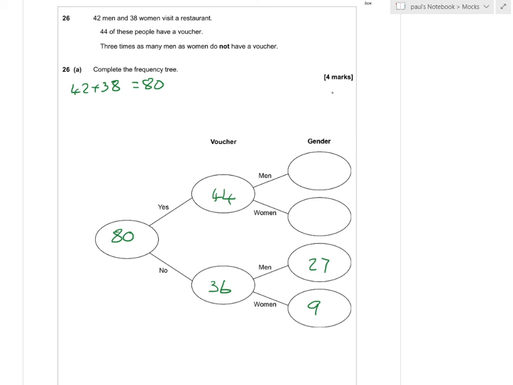How do we fill this bit in then? Up here, look. Men. There's 42 men, and we've accounted for 27 of them. So that's 15 up there. And the ladies, 38, we know about 9 of them. So is that 29? So we've got 29 up there. I think that's right. That looks quite good. As long as it's nice and neat.